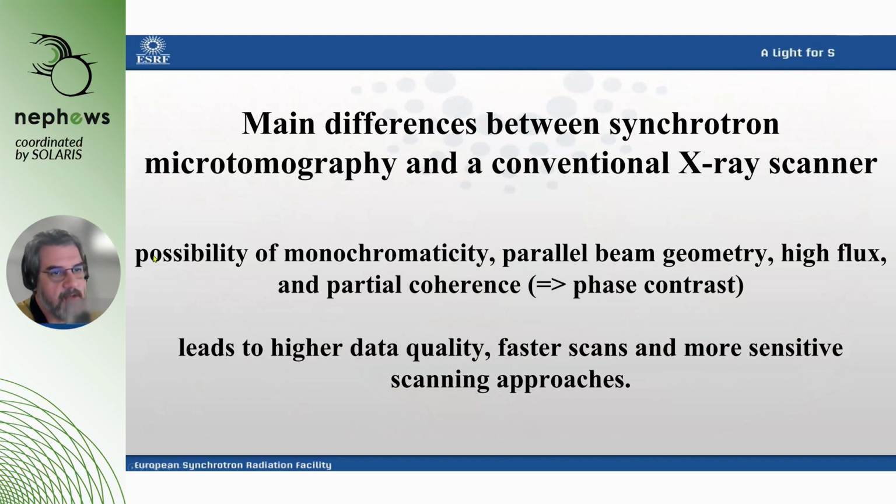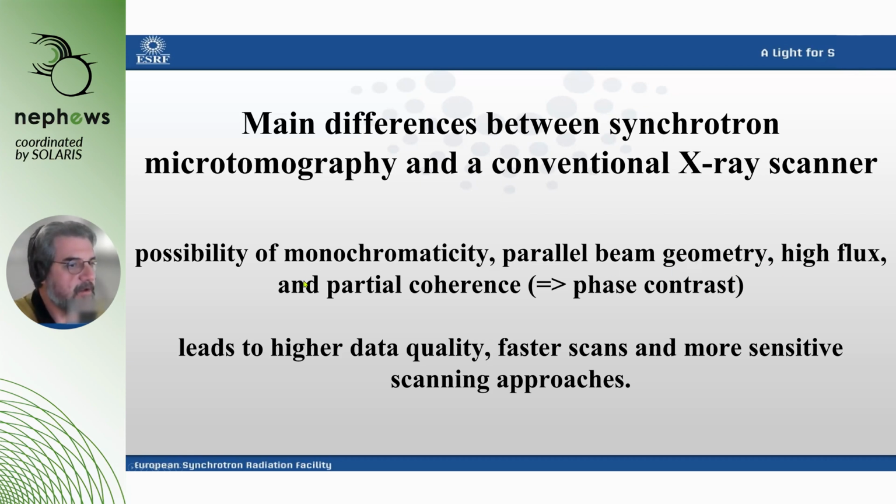The first one is, as you have a lot of flux, you can use a monochromatic beam. If you use a monochromatic beam for tomography, it means that you can do exact reconstruction and you can be quantitative for density, assuming that you know the chemical composition of your sample. The second thing is, in a synchrotron, you are using a parallel beam geometry.